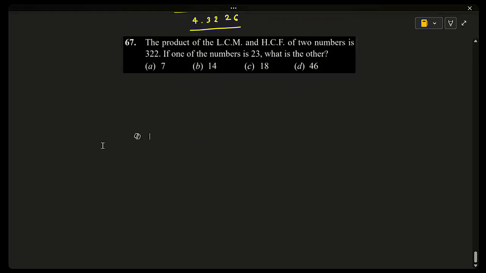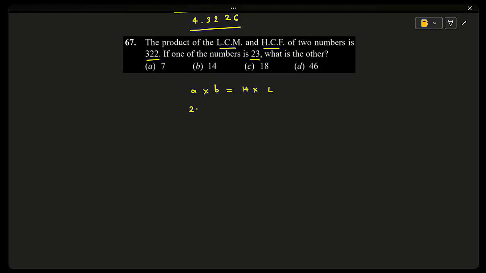The product of LCM and HCF of two numbers is given 322. One of the numbers is 23. Find the other. So let us say the numbers are A and B. Their HCF is H and their LCM is L. We know the property. Product of the numbers and product of HCF and LCM, they're always equal.